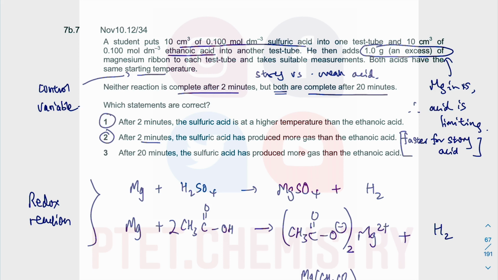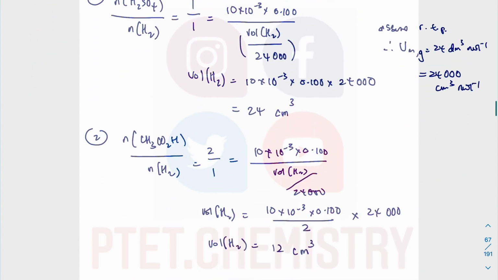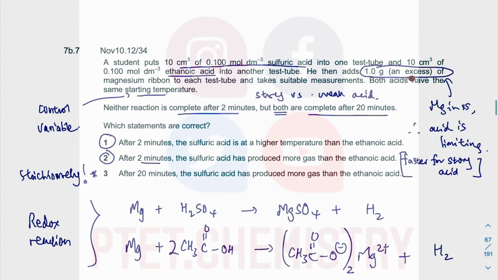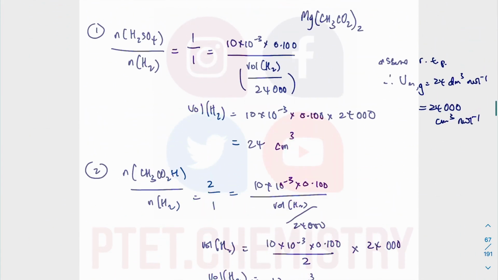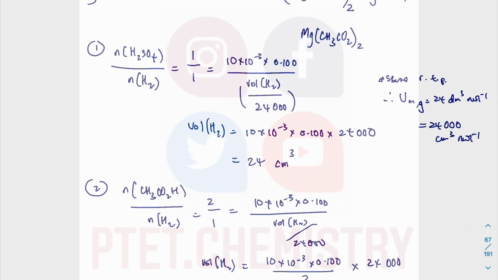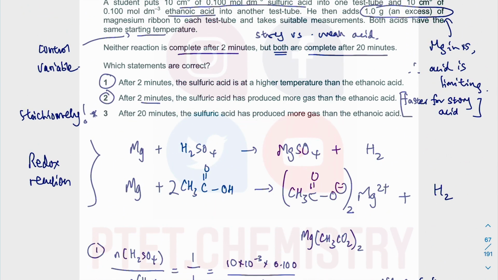Alright, number 3 is to do with stoichiometry. That was what I have done. All these calculations are to show you that the sulfuric acid, because it is limiting, because they specifically said the magnesium is in excess, so the acid is limiting and the equation is not the same, and you will get more hydrogen gas with sulfuric acid than ethanoic acid at the end. So the sulfuric acid produces more gas than ethanoic acid after 20 minutes because that is complete. If you read the question, complete after 20 minutes. So all 3 are correct.